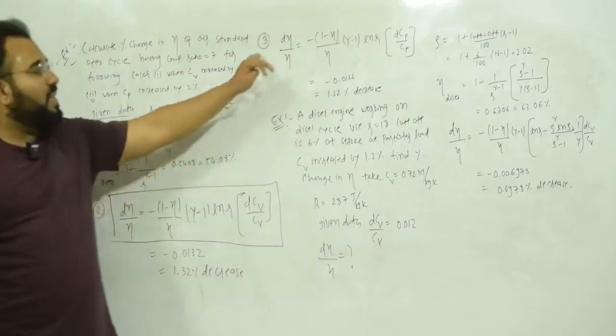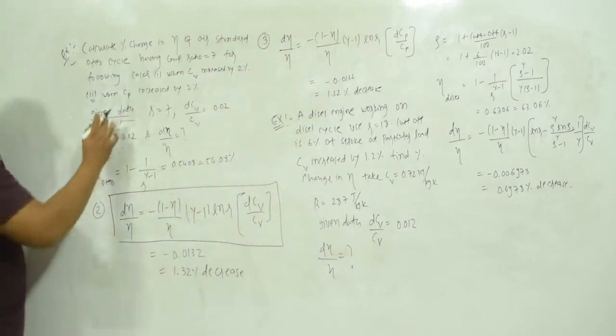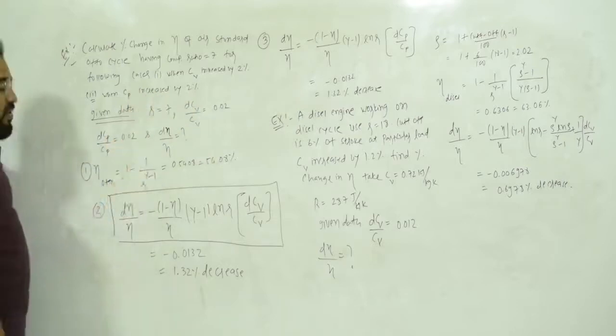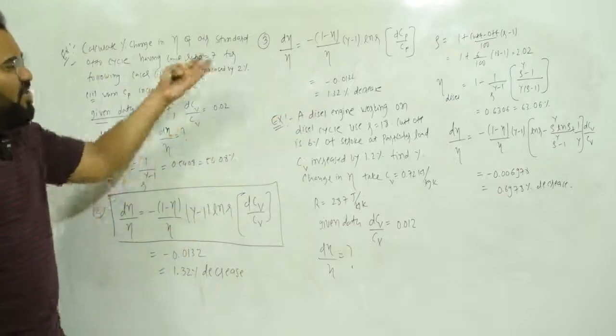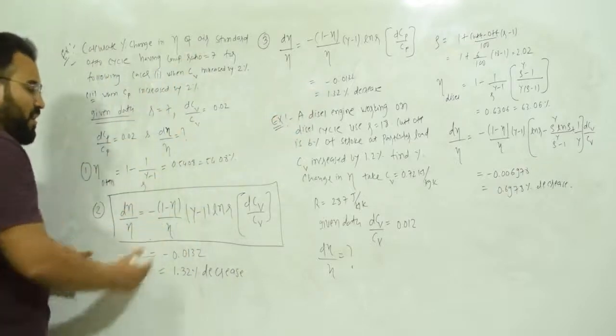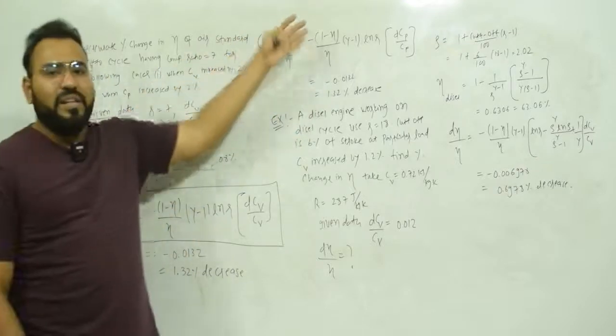Now we have to go for the second case. What does the second case say? When CP is increased by 2%. We have to apply the same equation over here. In the book they have derived the equation, but why should you derive it? We have already derived it in the theory, so why do we have to derive it again in the example?